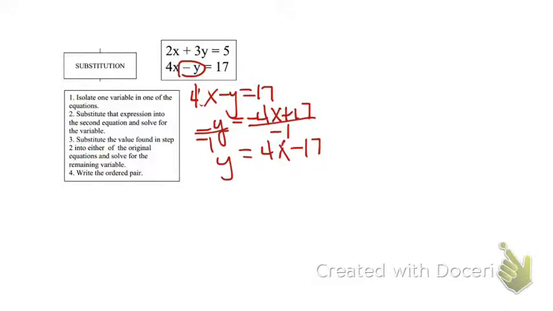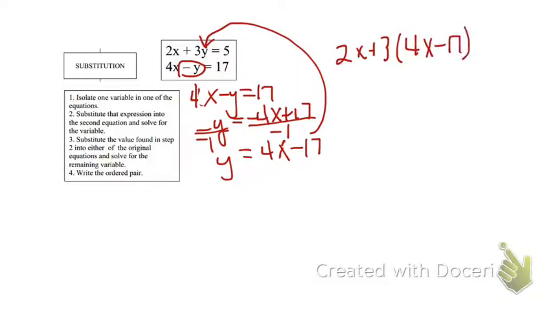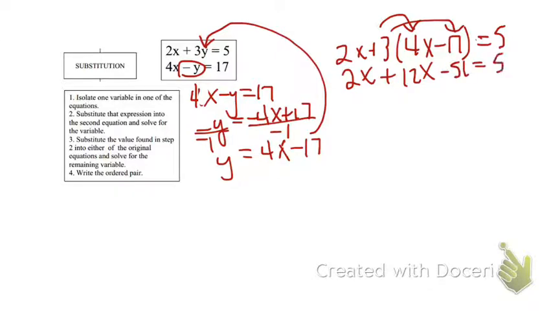So we're going to take the 4x minus 17, and we are going to put that into the y that is in our first equation. So we will have 2x plus 3 times the y, which we just found to be 4x minus 17, equals the 5. So we have a 3 outside parentheses, so we will distribute it. So we have 2x plus, now distribute your 3. 3 times 4 is 12, so 12x. And then 3 times negative 17 would be negative 51. Still have our 5 over here.